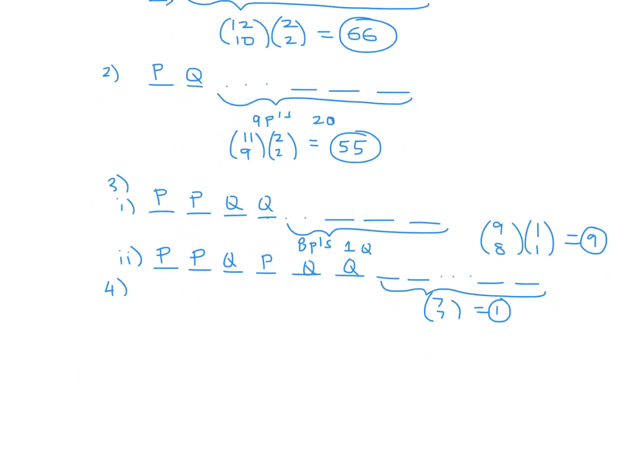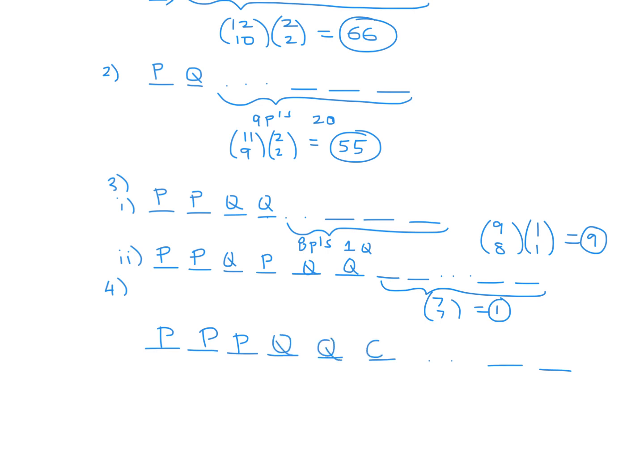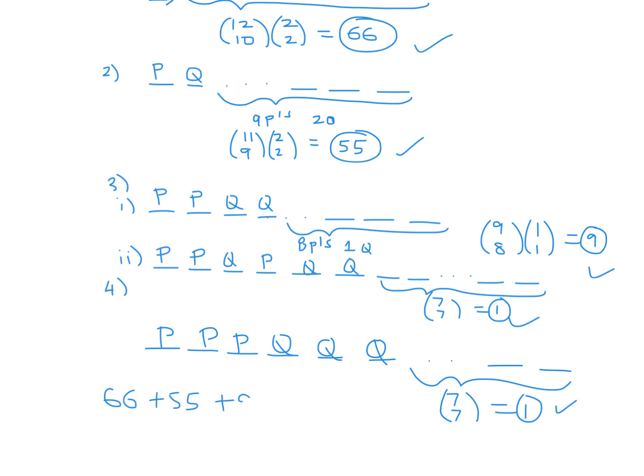And then finally, the last one is when you start off with PPP. And the only way to make that non-predictive is to make the next 3 Q's. And that means these guys, that's going to be 7 spots remaining, and all of those are P's. So that'd be just a 7 choose 7 type situation for the P's. So that'd be 1. So we have 66 plus 55 plus 9 plus 1 plus 1, and that is 132, the total for this question.